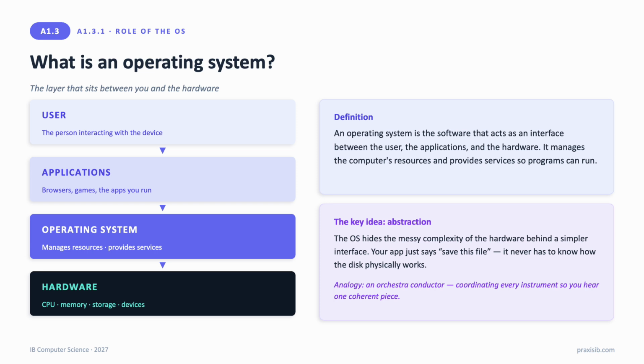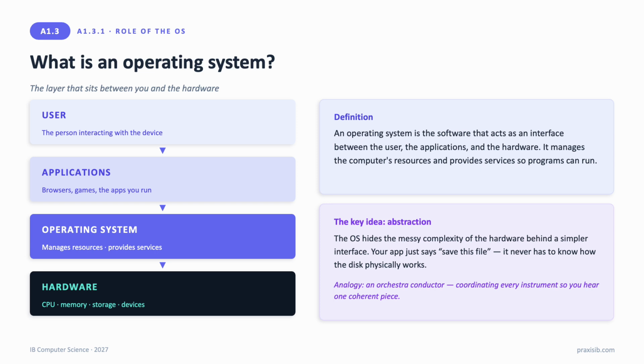So, what exactly is an operating system? Let's build the idea up using the diagram on the left. At the very bottom, we have the hardware, the physical parts: the processor, the memory, the storage, the devices. At the very top, we have you, the user, and the applications you run, like a web browser or a game. The problem is applications can't safely talk to raw hardware directly. It would be chaos if every app tried to control the memory and disk by itself. So the operating system sits in the middle as a layer between the two.